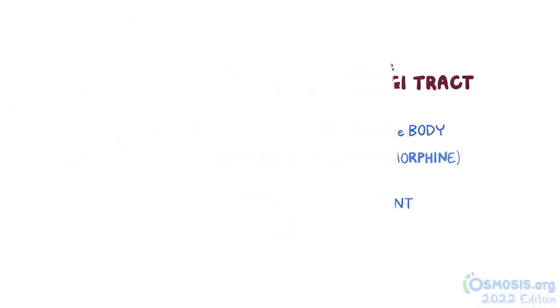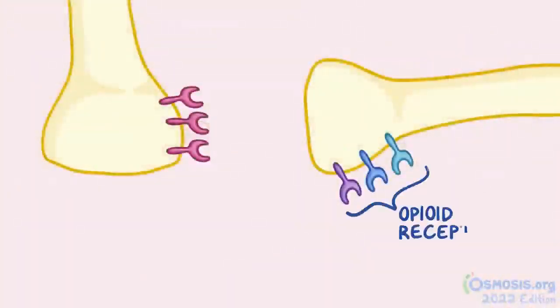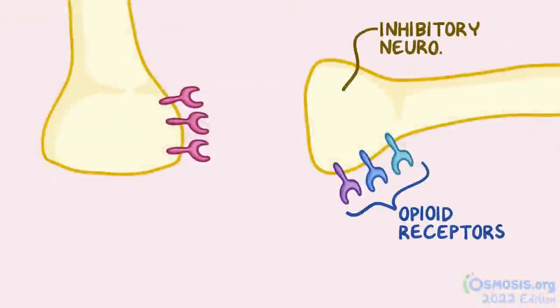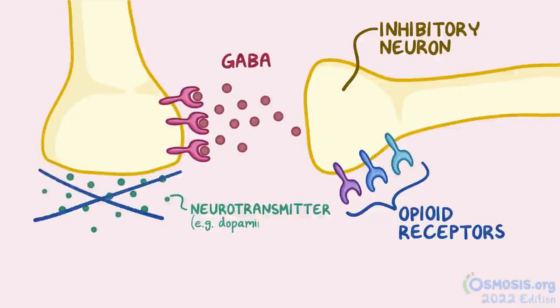To understand how opioids work, let's zoom into a region of the brain tissue that has opioid receptors. Normally, in the absence of endorphins, inhibitory neurons secrete a neurotransmitter called gamma-aminobutyric acid, or GABA, that prevents nearby neurons from releasing neurotransmitters like dopamine, serotonin, and norepinephrine.